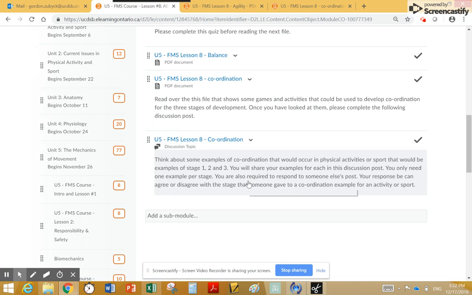And then it mentions here, please make sure you respond to someone else's post, and it can be an agree or disagree with the stage that someone gave to a coordination example for an activity or sport. And that would be your lesson number 8.